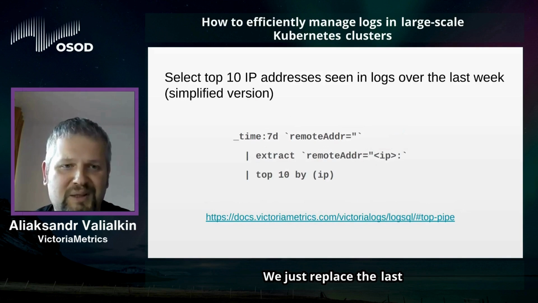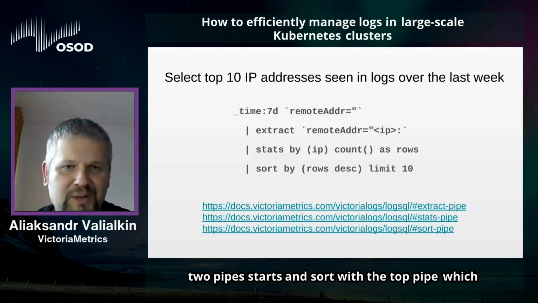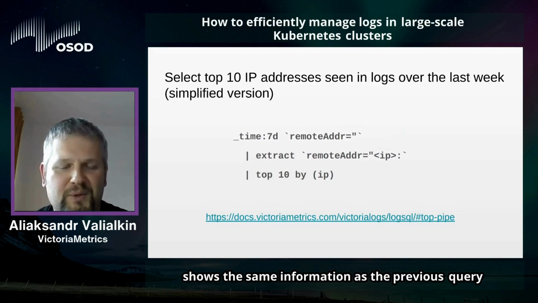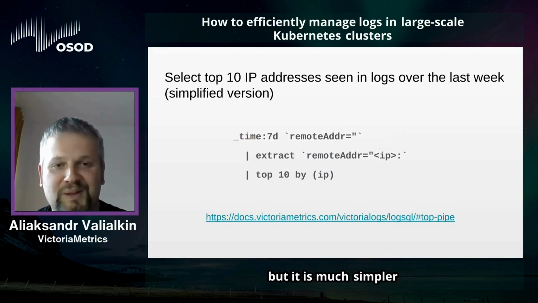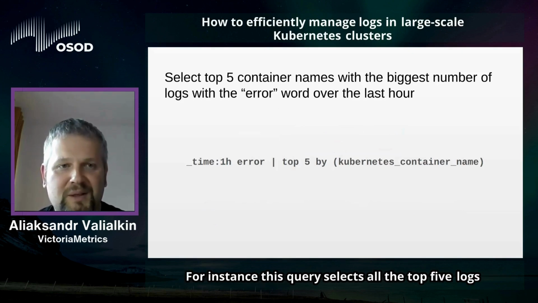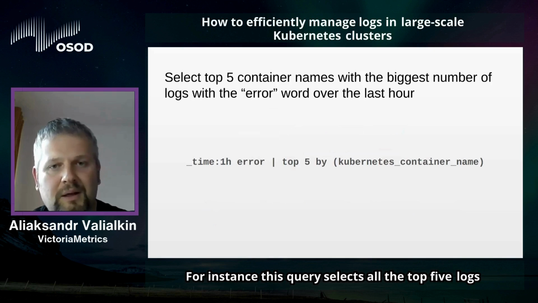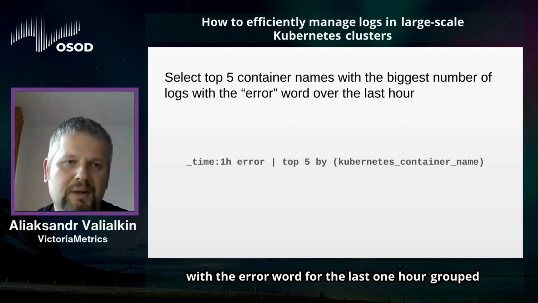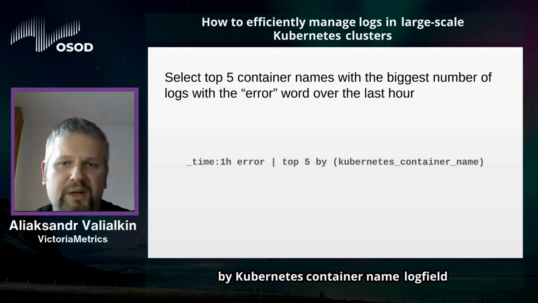We just replace the last 2 pipes, stats and sort, with the top pipe, which shows the same information as the previous query, but it is much simpler. You can apply the top pipe to any log field. For instance, this query selects the top 5 logs with the error word for the last 1 hour, grouped by the Kubernetes container name log field.